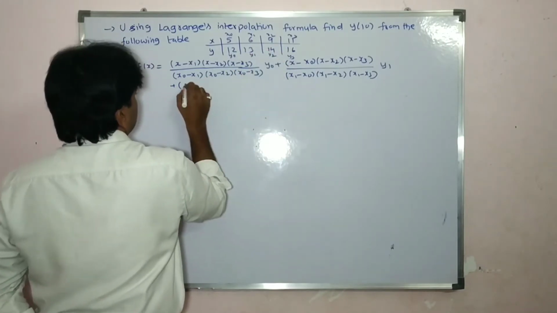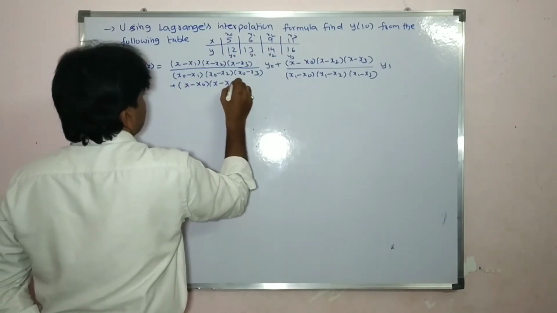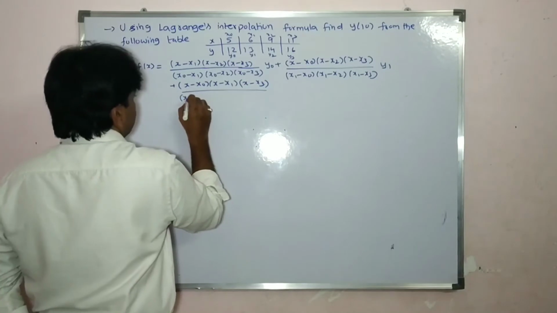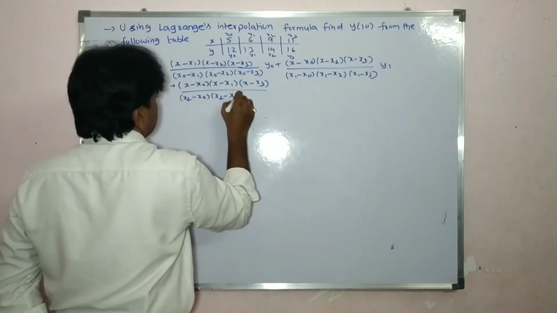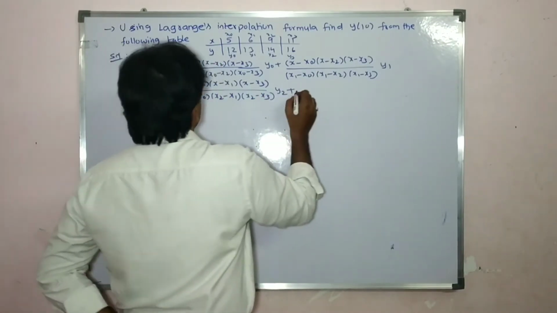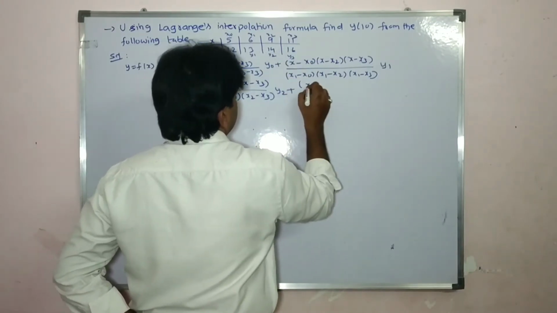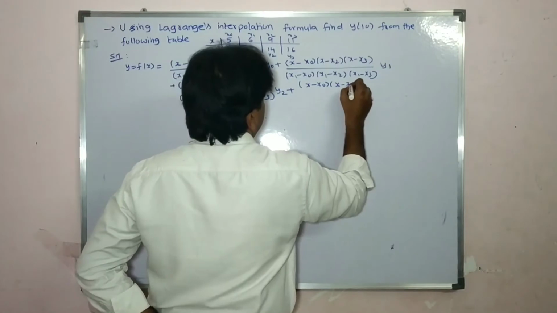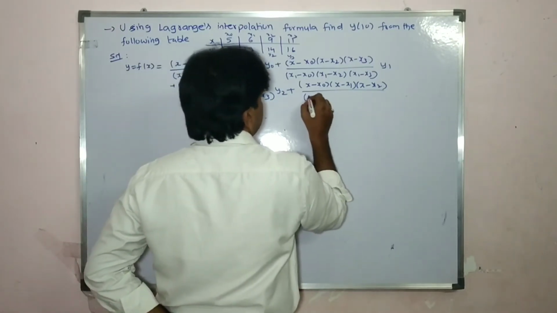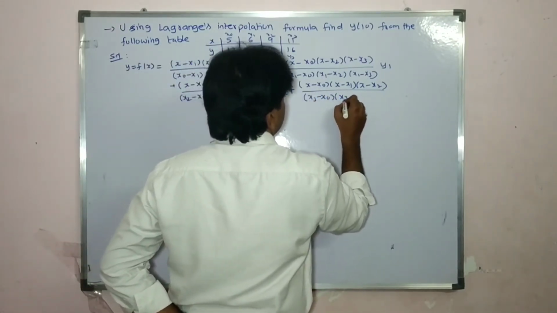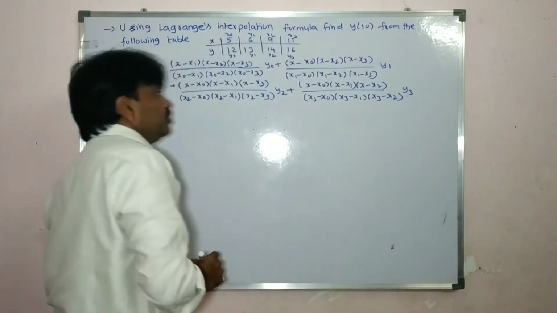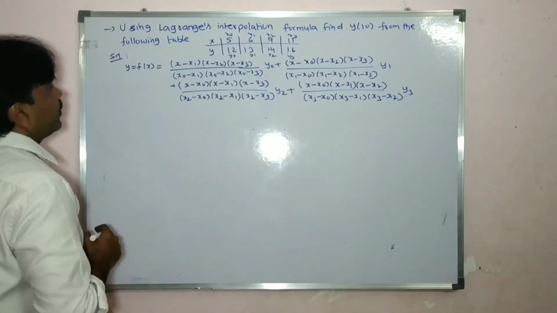this time skip x2: (x minus x0)(x minus x1)(x minus x3) divided by, you write x2 in place of x, so (x2 minus x0)(x2 minus x1)(x2 minus x3) into y2, plus this time skip x3: (x minus x0)(x minus x1)(x minus x2) divided by (x3 minus x0)(x3 minus x1)(x3 minus x2) into y3. Students, this is the formula.